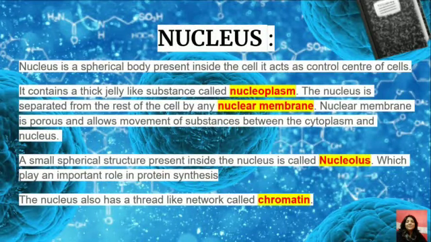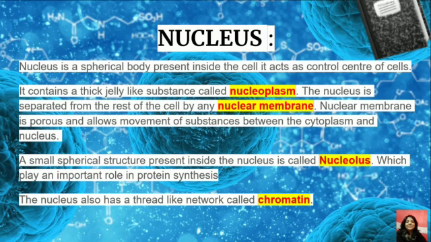Nucleus. Nucleus is a spherical body present inside the cell. It acts as control center of cells. It contains a thick jelly-like substance called nucleoplasm. The nucleus is separated from the rest of the cell by a nuclear membrane. Nuclear membrane is porous and allows movement of substances between the cytoplasm and nucleus.